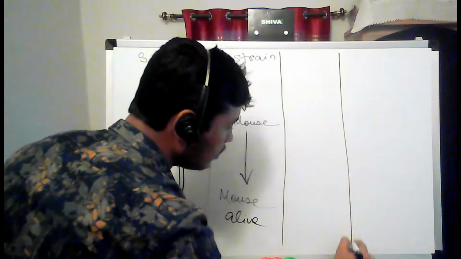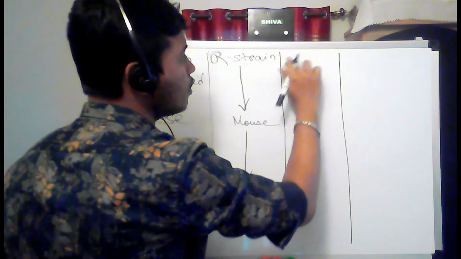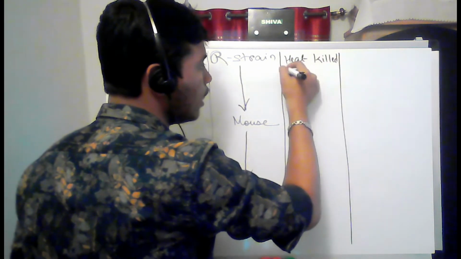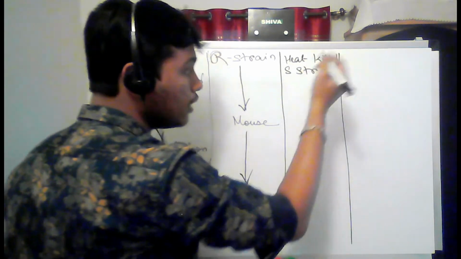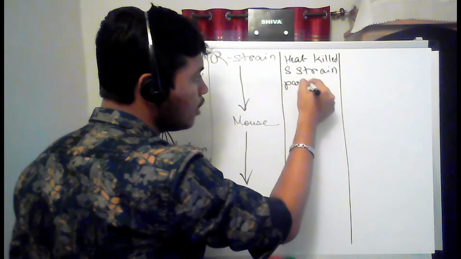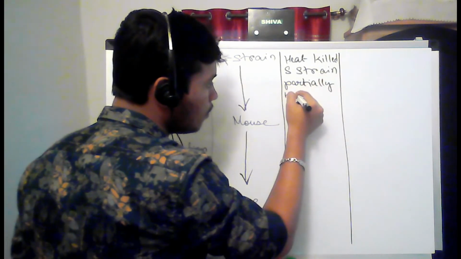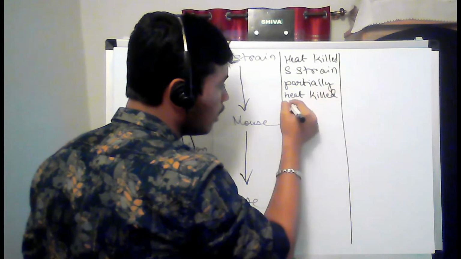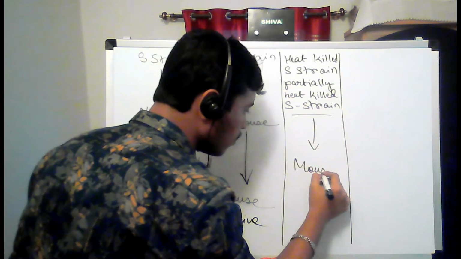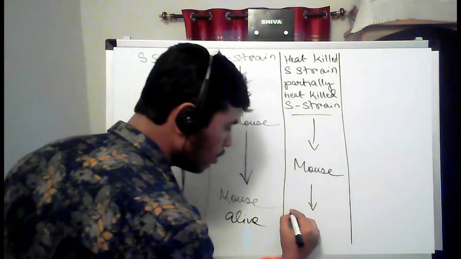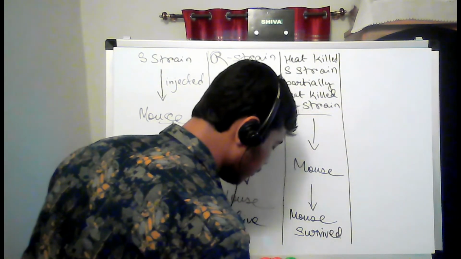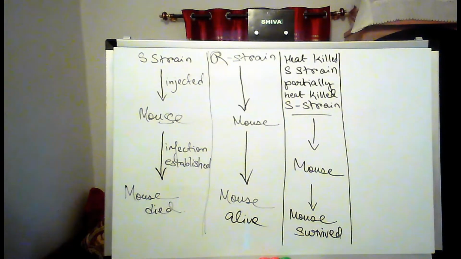Then he did two other things. First he took heat killed S strain. According to him, heat killed, but he never knew at that time that they were actually partially heat killed S strain. Okay, he took them and injected them in the mouse, and to his surprise, the mouse survived, or the mouse was seen alive. Okay, the mouse survived, the mouse was alive, whatever you like to say.